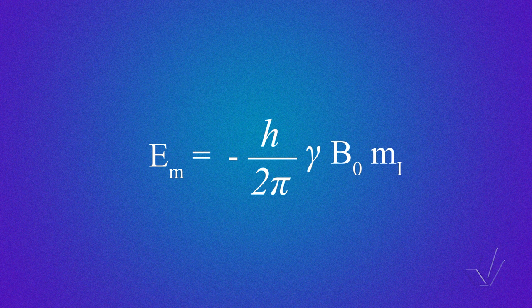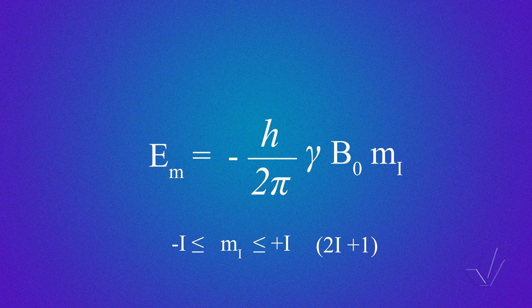The interaction energy between the external field B0 and the magnetic moment is represented by this equation, where m is the magnetic quantum number with possible values of I, the spin quantum number, I minus 1, I minus 2, till minus I, with a total number of possibilities 2I plus 1.